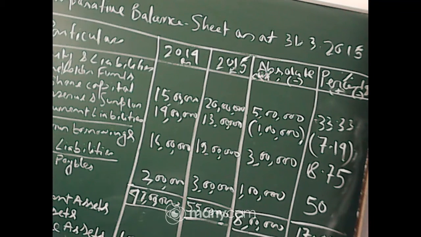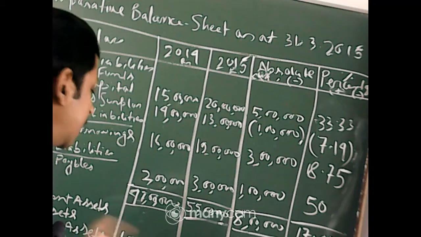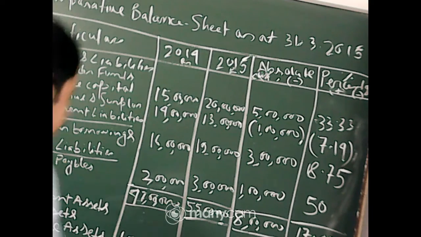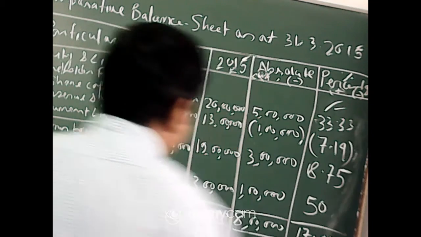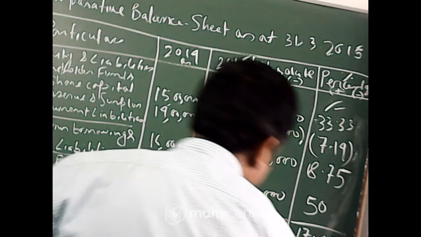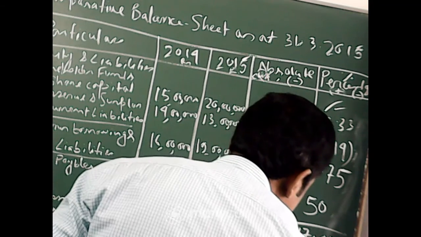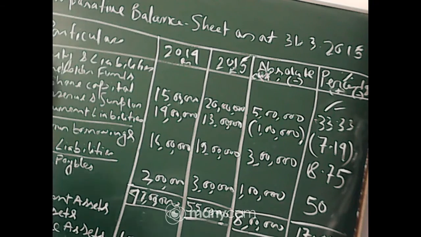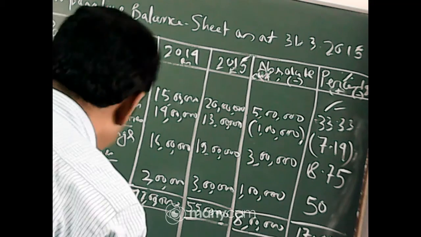Now come to the asset side. Same thing will happen. Base year is 2014. So 5 lakh divided by 15 lakh. What will happen? You have already revealed this. That is 33.33%.